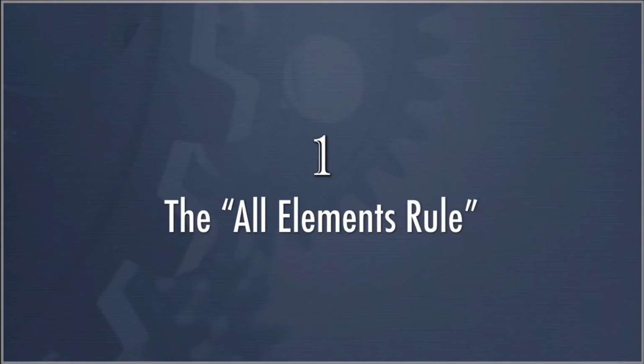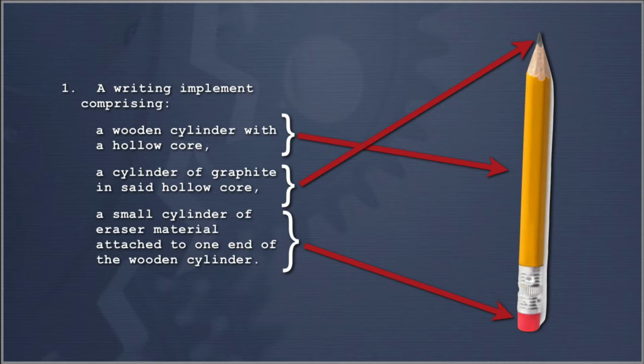So let's go to the all elements rule. The all elements rule is fairly straightforward, and the idea here is that when you're accusing a product of infringing your patent claim, you need to identify in that accused product each and every element of your claim. So here we have a claim on the left, claim 1, and then we have the accused infringing product on the right. And so what we've done here is essentially found the matching component for each element of the claim.